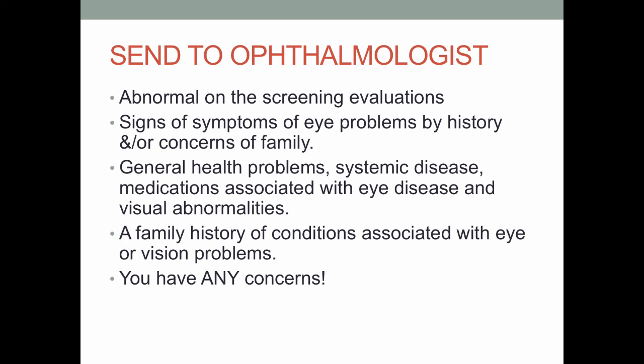So as we begin to wind down here, you're going to send children to the ophthalmologist for further evaluation. If there's any abnormal screening, any signs and symptoms of eye problems by history or concerns of the family, any general health problems and systemic disease that can cause eye disease and visual abnormalities, including exposure to medication, either as a child or in utero, family history of conditions associated with eye or vision problems, and any other concerns you have.